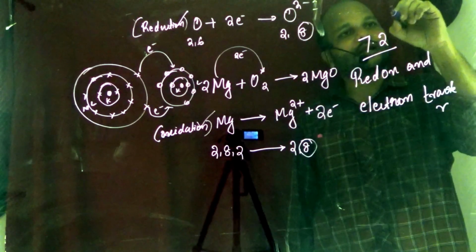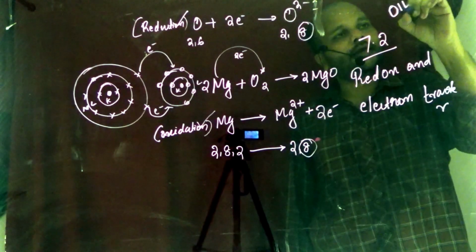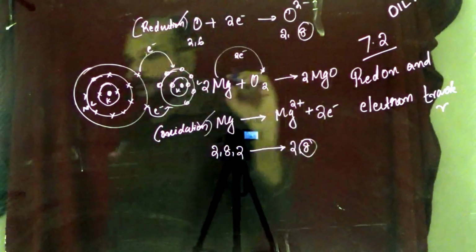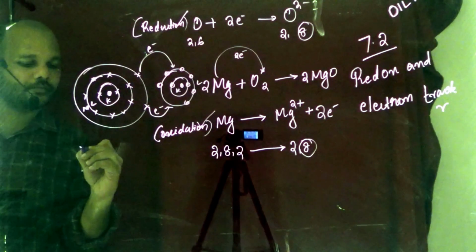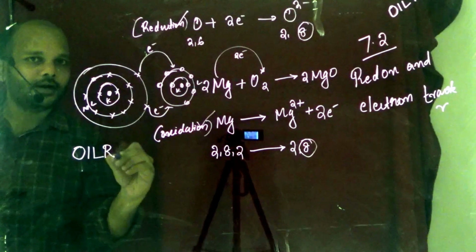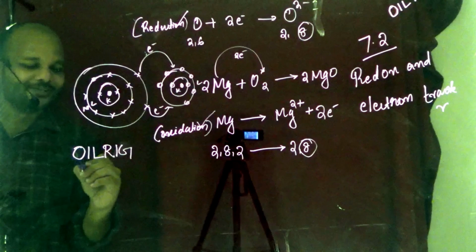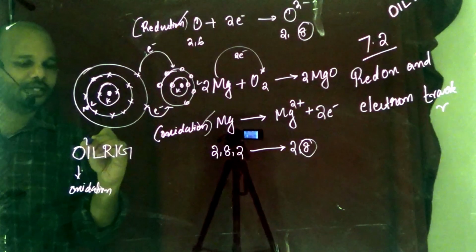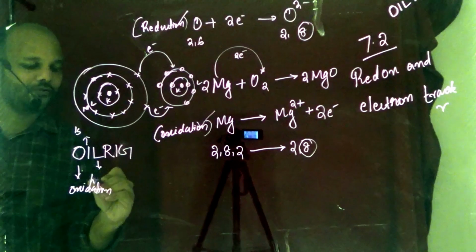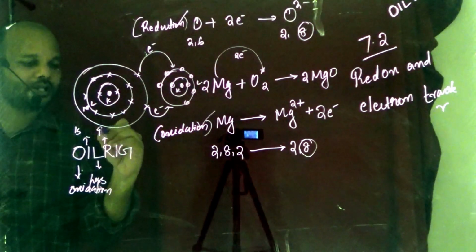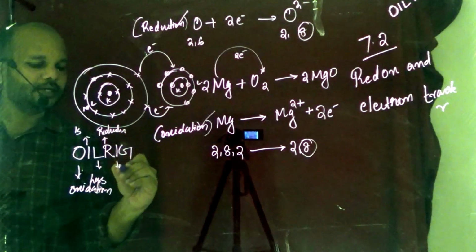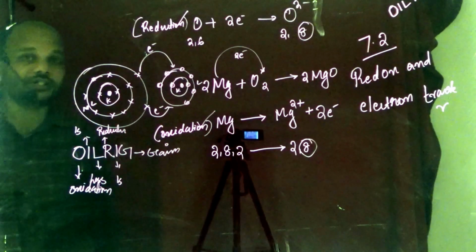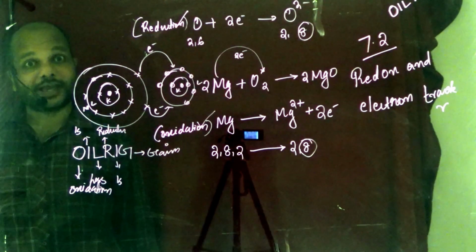If I write a simple code, please remember, you can just go with OIL RIG. O-I-L-R-I-G, oil rig. Oxidation is loss of electrons. R stands for reduction, which is gain of electrons. Oxidation is loss of electrons and reduction is nothing but the gain of electrons.